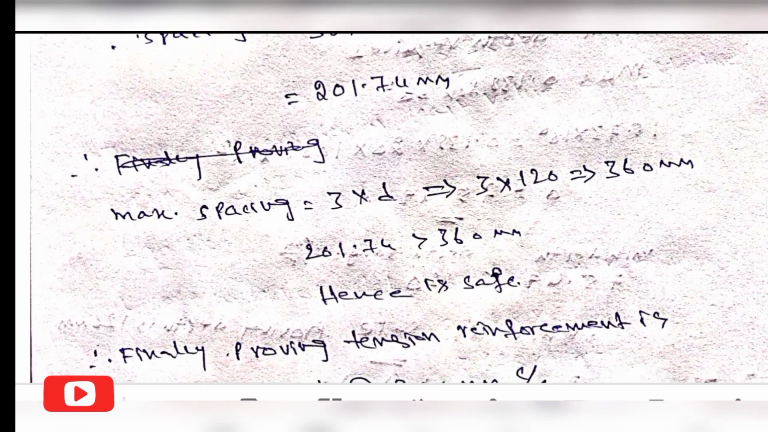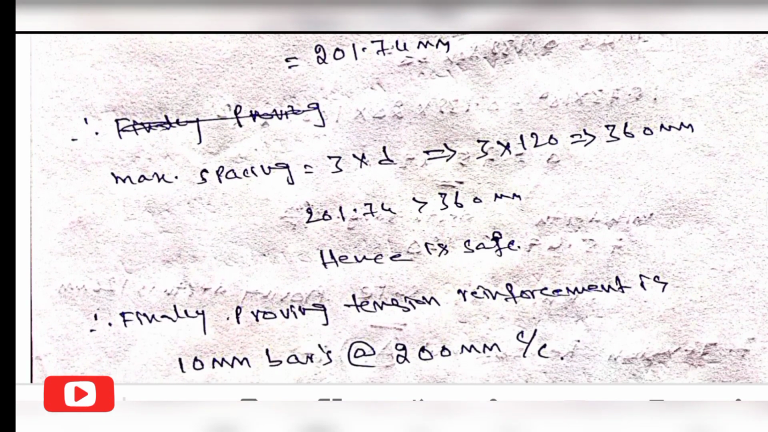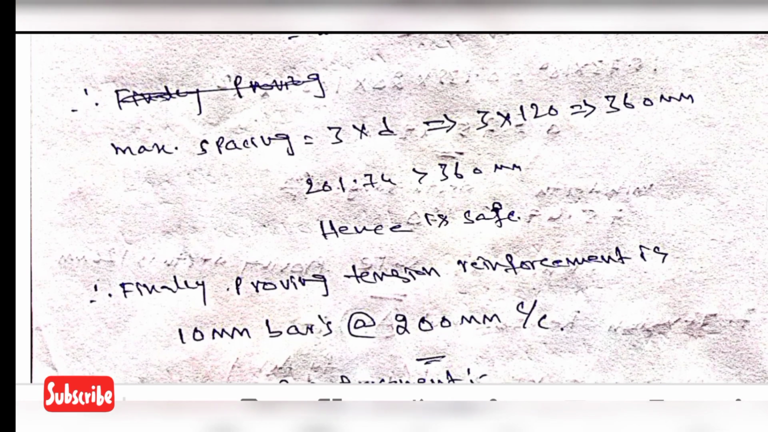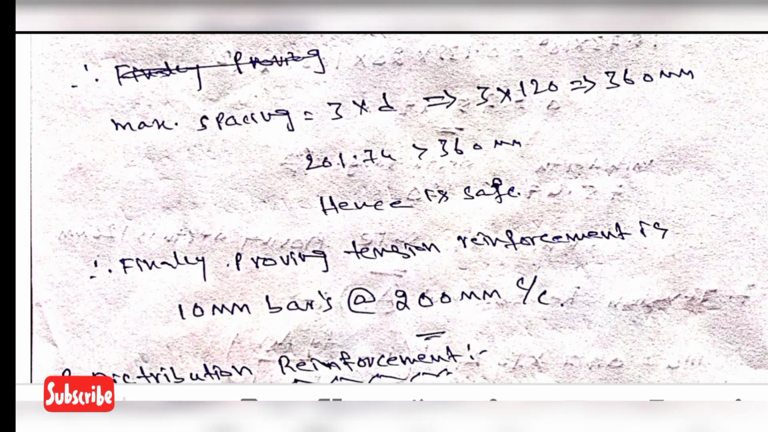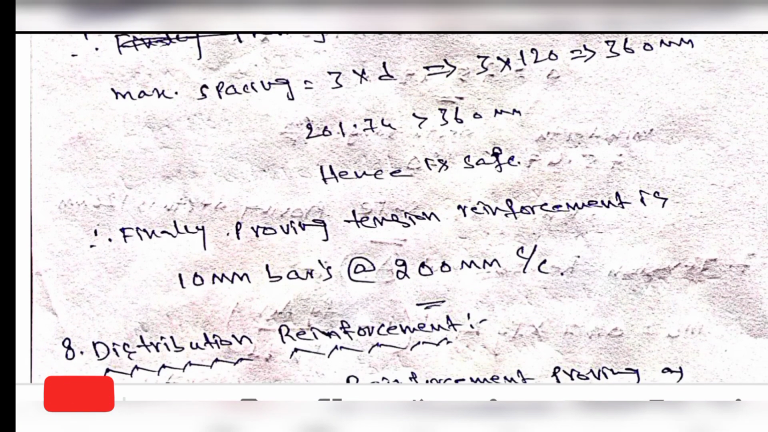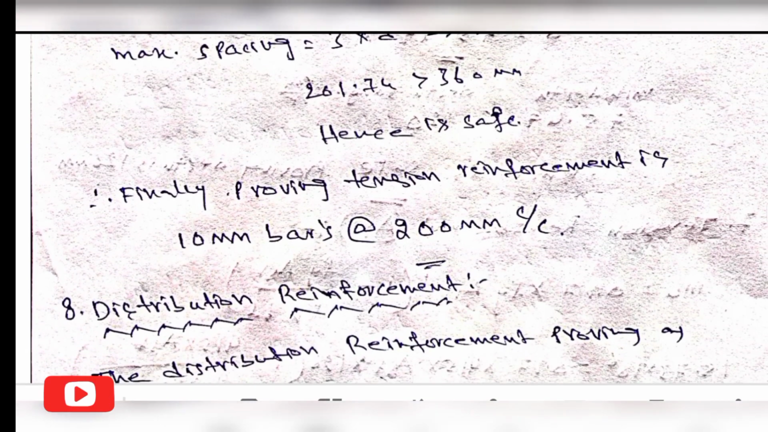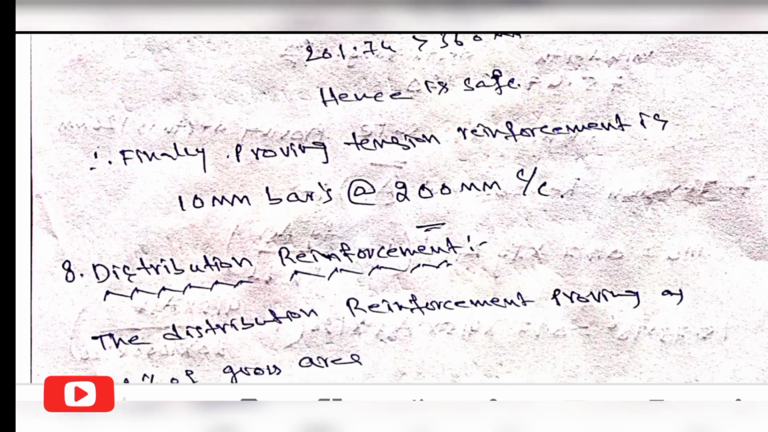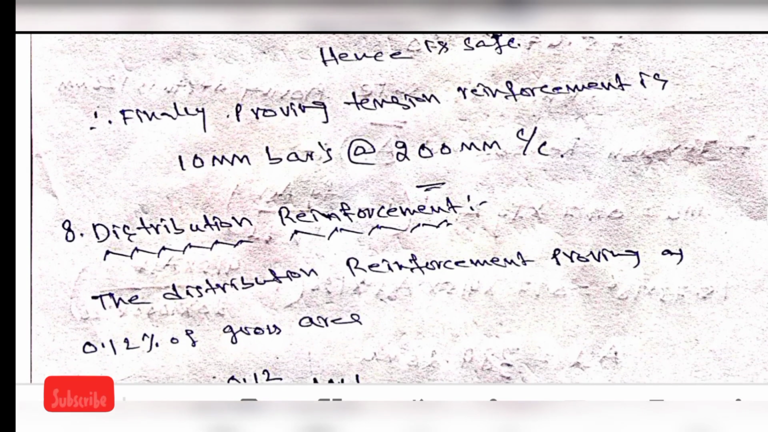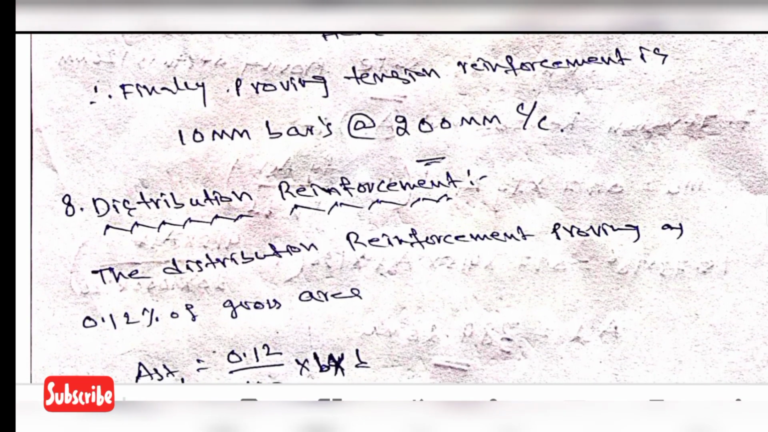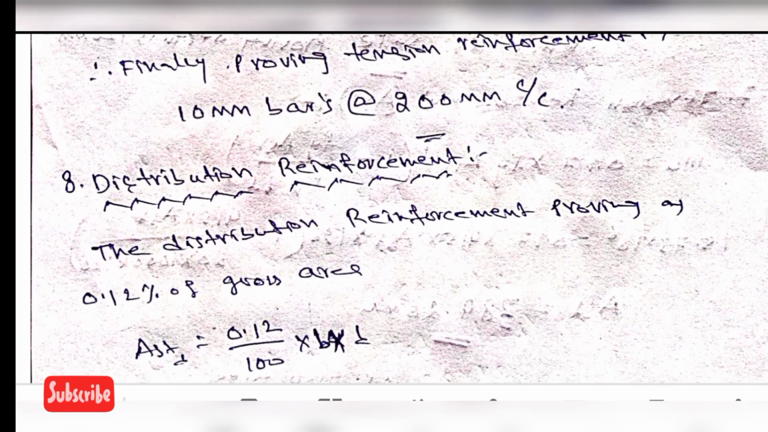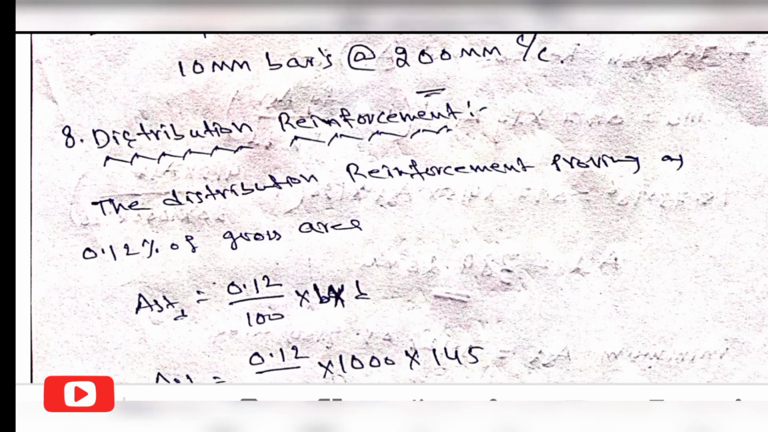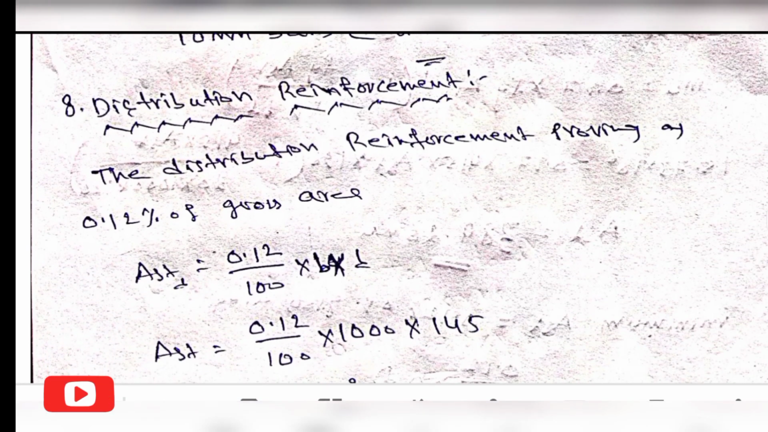Then maximum spacing of tension reinforcement is 3 into D as per IS 456 2000. Then 3 into D, where the depth is 120 mm, is 360 mm. Then the spacing is also safe. Finally, providing as tension reinforcement 10 mm dia bars at 200 mm center to center.